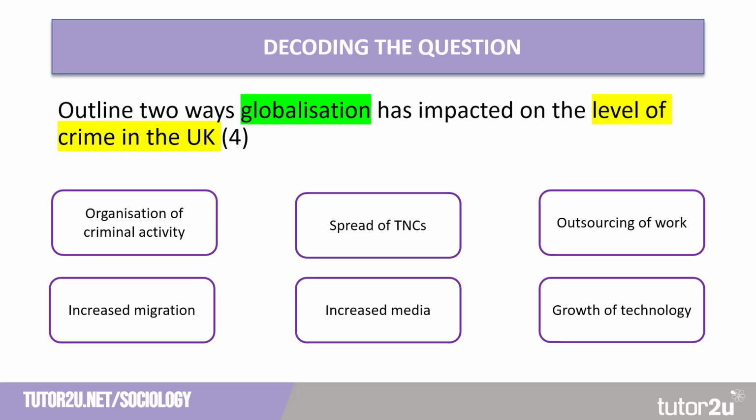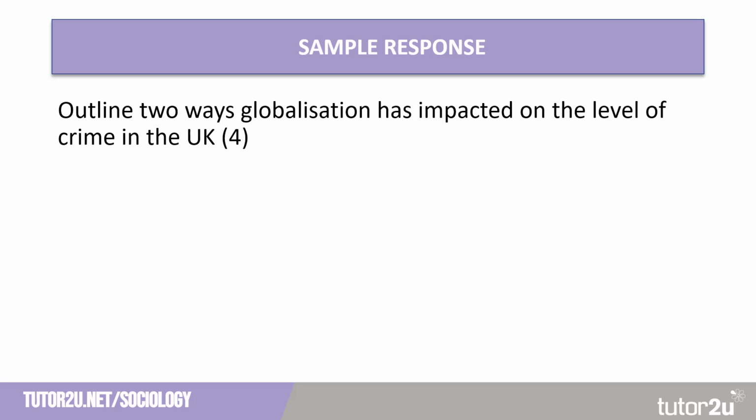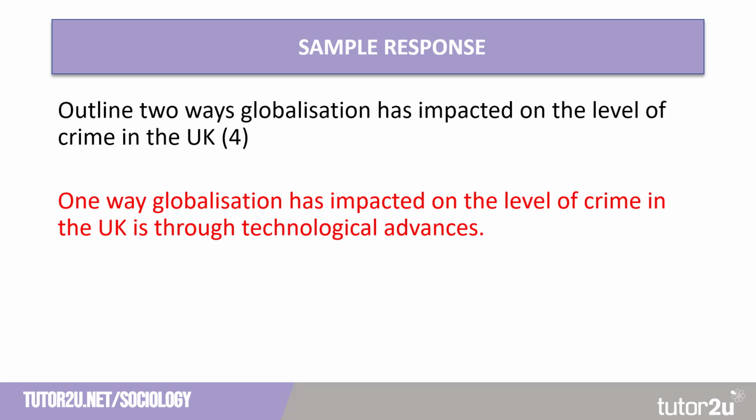Let's have a look at one way in which we can answer this question. So we've started our answer by saying one way globalization has impacted on the level of crime in the UK is through technological advances. So that's our way. That gets us 1 of the 2 marks that are available for each way.